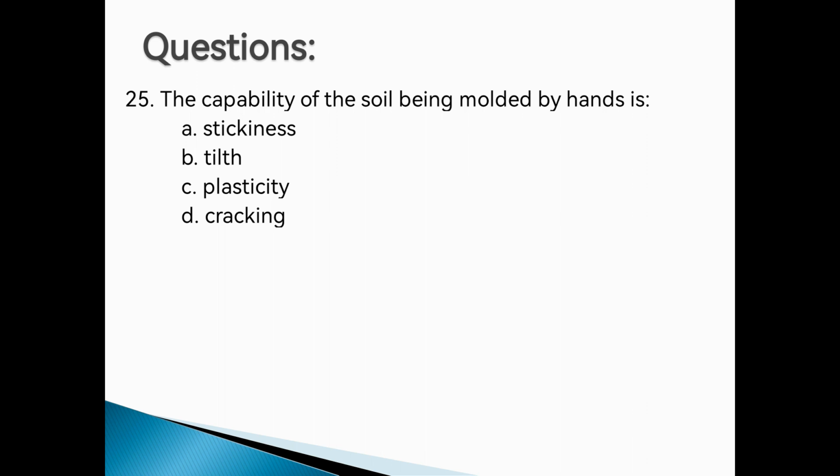Number 25. The capability of the soil being molded by hands is: A. Stickiness. B. Tilth. C. Plasticity. D. Cracking. The correct answer is C.